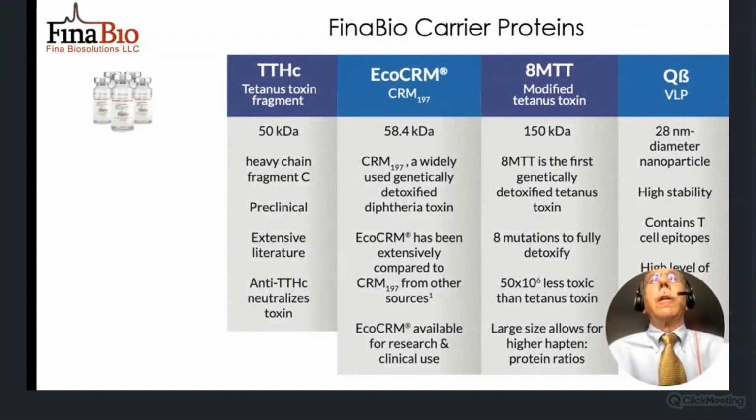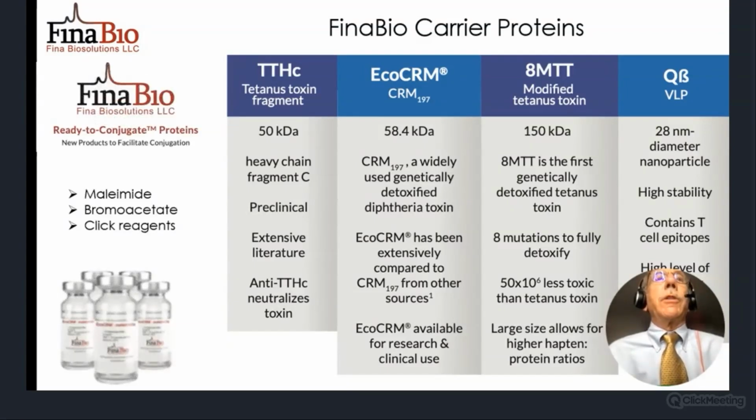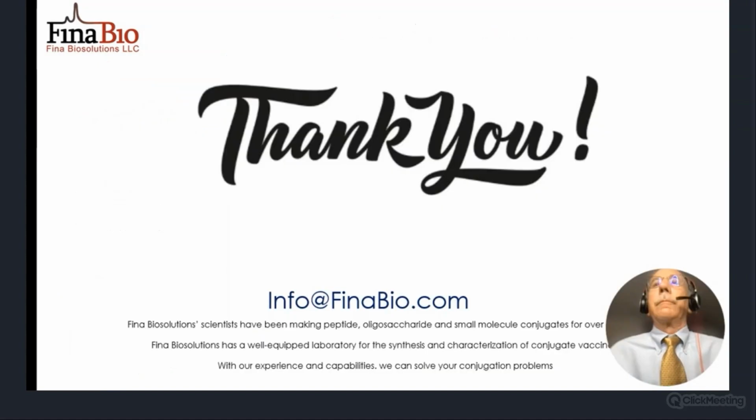These include not only the CRM197, but 8-MTT, a genetically detoxified tetanus toxin, a virus-like particle, as well as a tetanus fragment. We also have these proteins in a ready-to-conjugate format where they're already labeled with thiol-reactive groups like maleimide or bromoacetate. These really make the whole process of conjugation much simpler, because you can simply take your protein out of the freezer and you're ready to go.